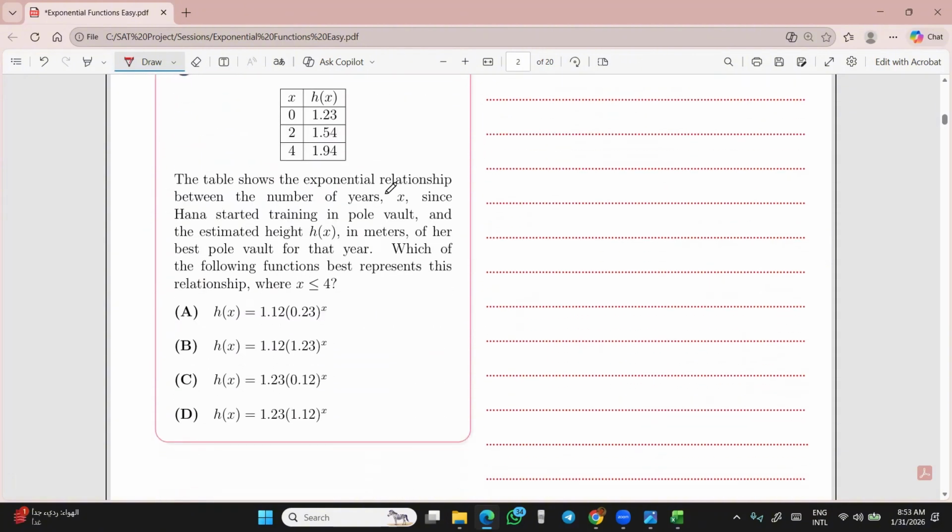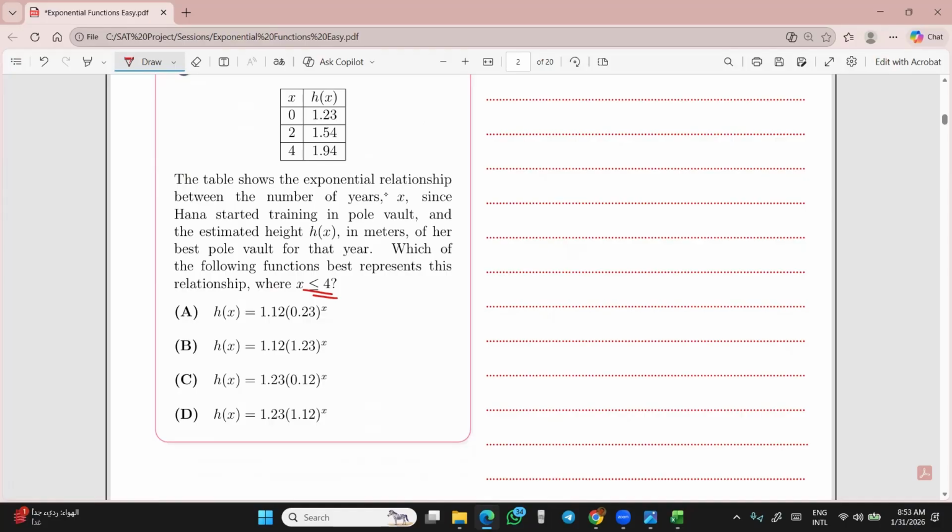And here we have another table. The table shows the exponential relationship between the number of years x since Hannah started training in the pole vault, and the estimated height h in meters of her best pole vault for that year. Which of the following functions best represents this relationship where x is less than or equal to 4?